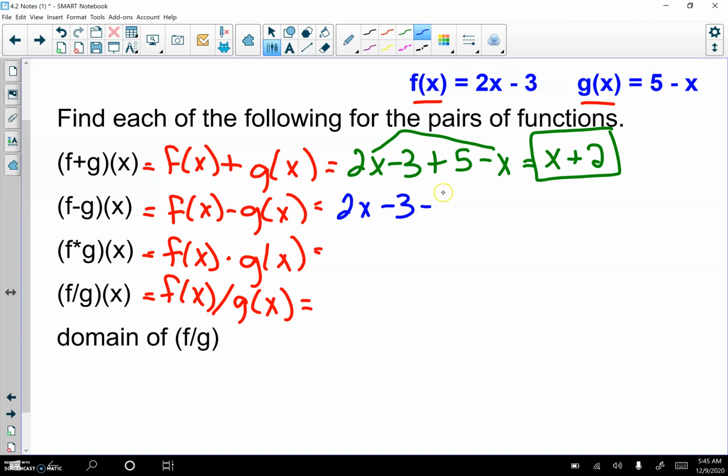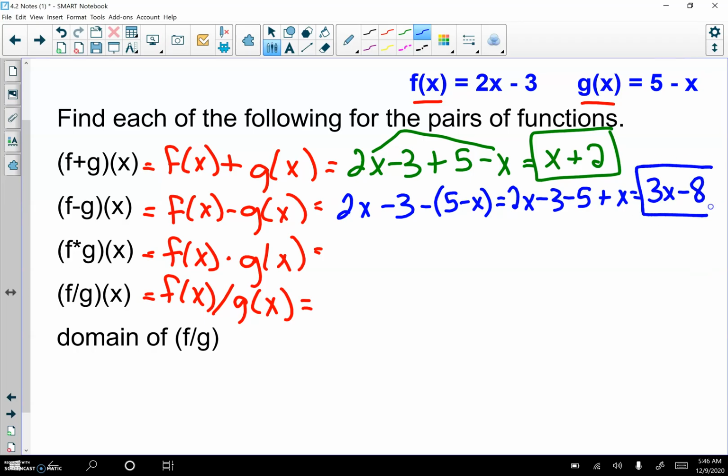A very common mistake here is not to put this parenthesis. So be sure you do that because you're subtracting the binomial. Then if I'm just simplifying this, this goes back to just algebra: minus 5 plus x, which is 3x minus 8.